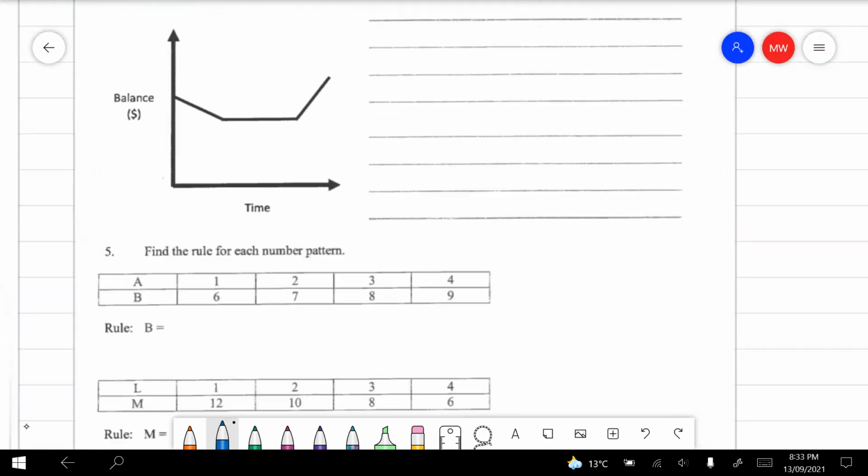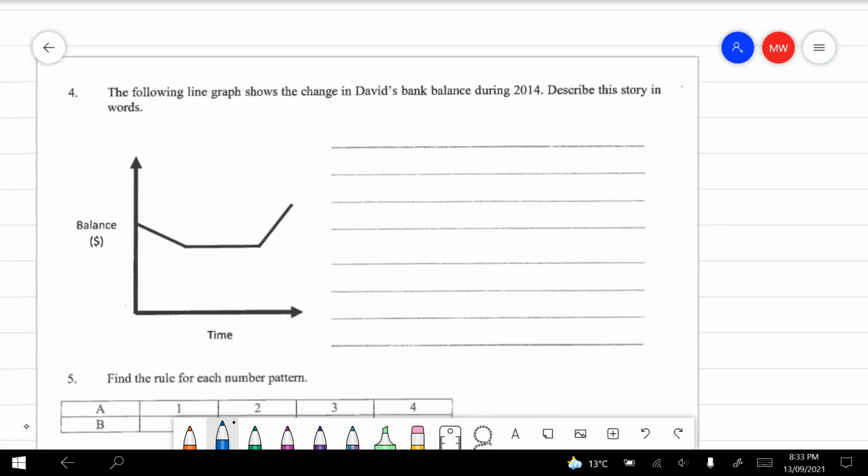All right, moving on. Question 4 would like us to describe in words what's happening in the graph. So we've got a graph of someone's bank account, and it's how much money he's got versus the amount of time. So what I might do is I'll just pause this and I'll write you an example.